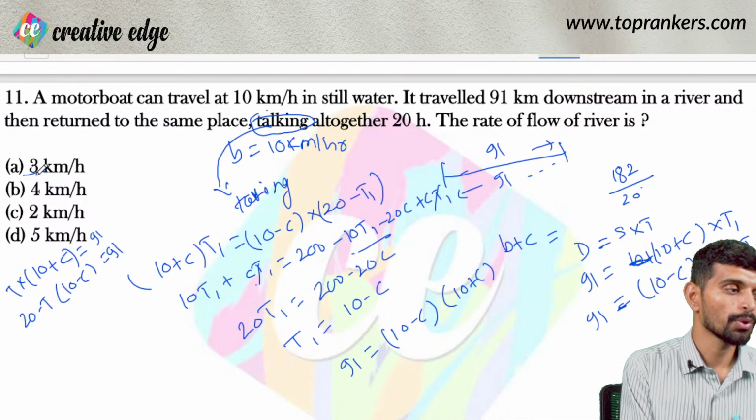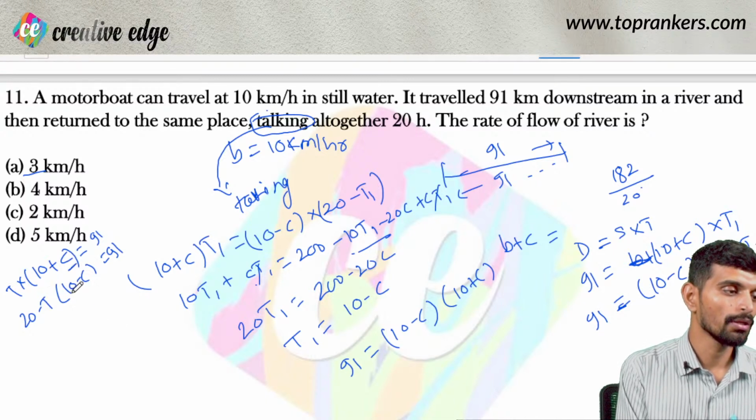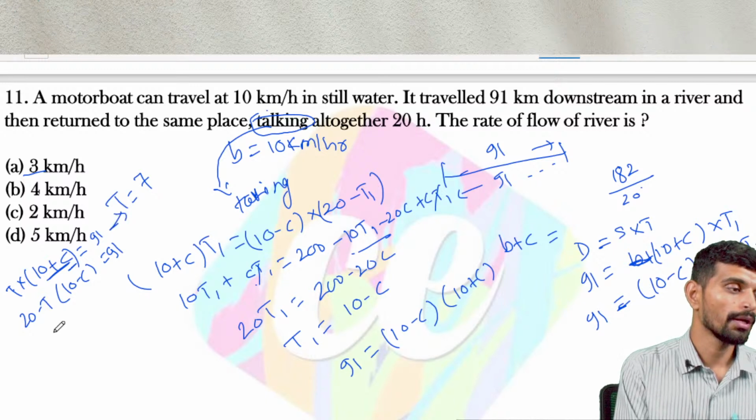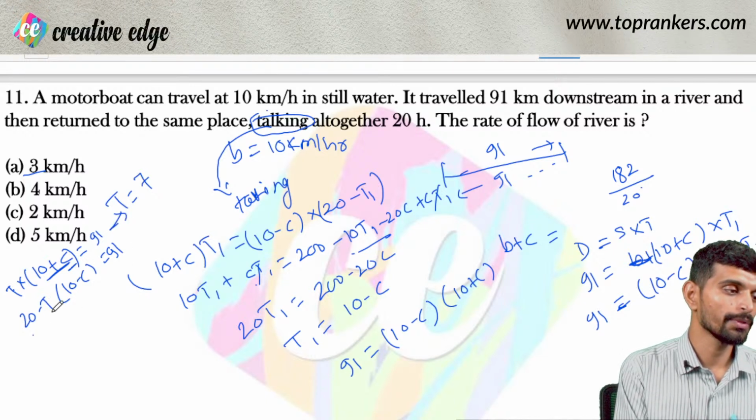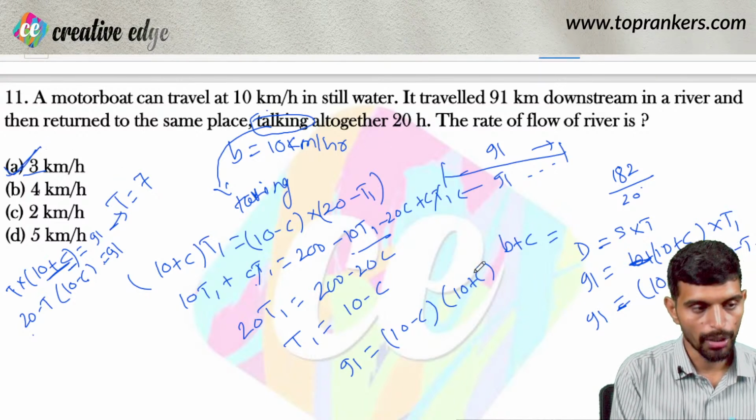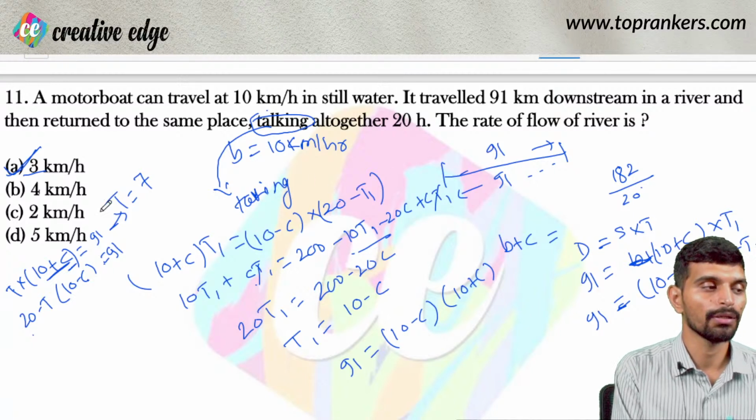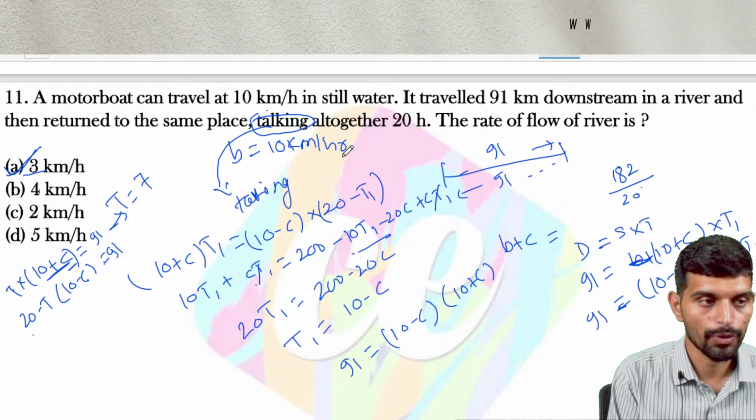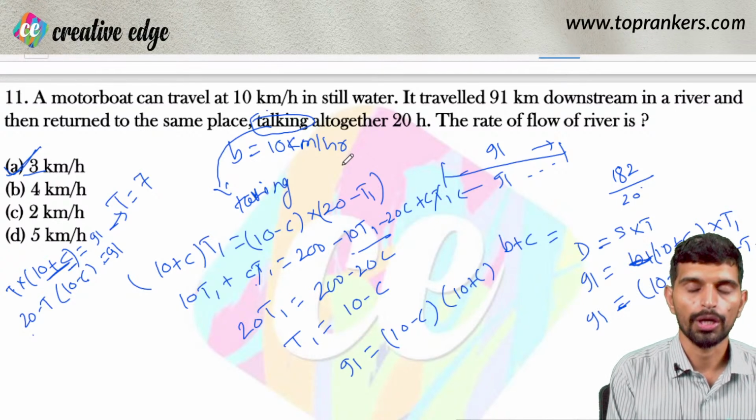So let's put C equal to 3 here. So 10 plus 3, 13. 10 minus 3, 7. So if it is 13, then this t will be 7, and if this t is 7, this will be 13 into 7. So my answer should be 3 km per hour. Do not go by this entire method, go by option substitution. This is the message from this question. Alright.